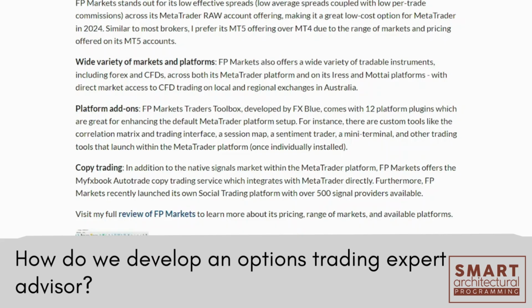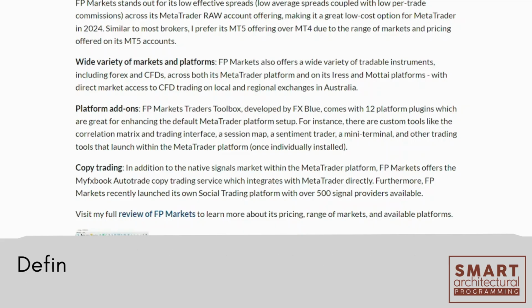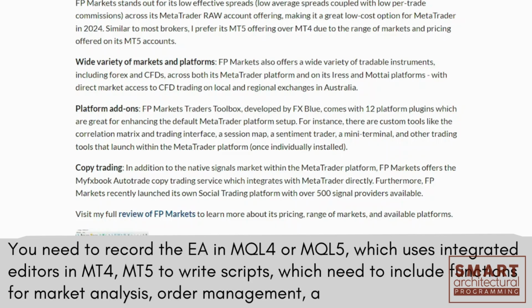So creating an expert advisor for options trading involves the following steps. You define the trading strategy, which means you choose between strategies like iron condors, butterflies, or naked options. At the same time, you identify key parameters such as strike price, expiry date, and risk tolerance. Similarly, number two, you need to code the EA in MQL4, MQL5, which uses integrated editors in MT4, MT5 to write scripts, which need to include functions for market analysis, order management, and risk controls.